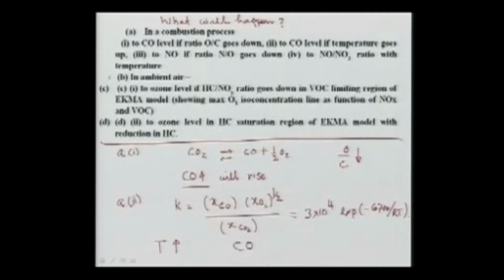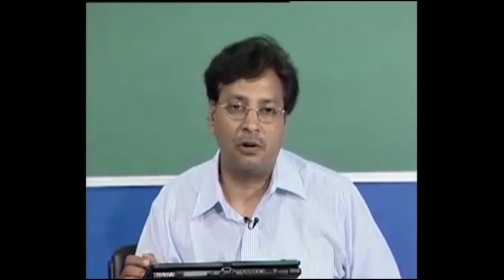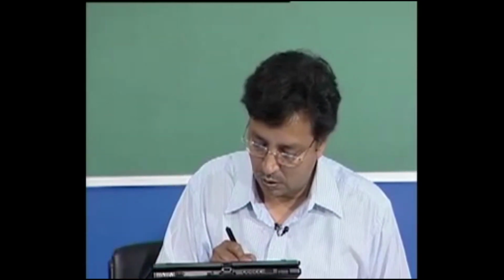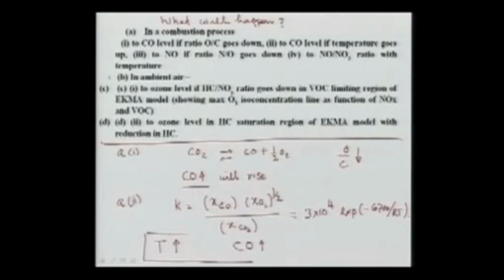It will certainly go up, because we can see from here that as my temperature increases, the K value will go up, and so will the CO value. That's very clear. So what we have answered is that in the combustion process, if we are decreasing the oxygen content, then the CO level will go up, and if we are increasing the temperature in the combustion process, the CO level will also go up. That you can very clearly see.